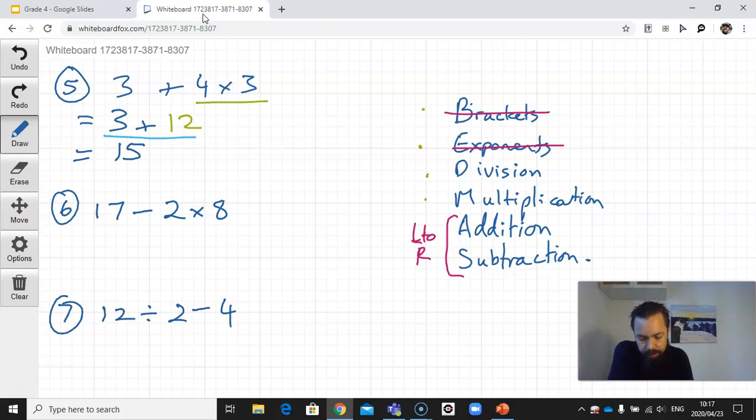Right, let's go through it. First thing we have to do is not brackets, not exponents, not division. We've got a multiplication. That's what we're going to start with. Leave our 17 alone and our minus alone. The answer to 2 times 8 is 16. Times tables keep telling you. 17 minus 16 is 1. Try the last one, and while you do that, I'm going to put number 8 at the top.